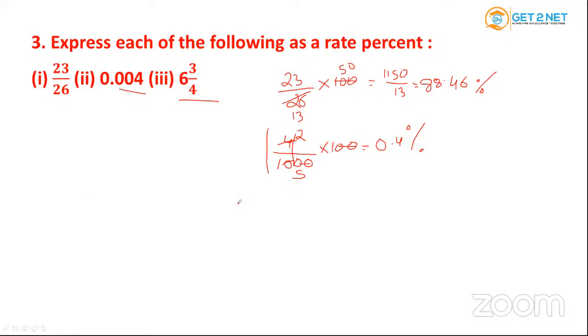Ma'am, maybe I made a mistake. So, Dyugi, you did correct. 0.004, then divided by 1000 into 100. I did some calculation mistake. Okay. Yes, ma'am. What about Dipti Prabha? Dipti Prabha, where did you go wrong?